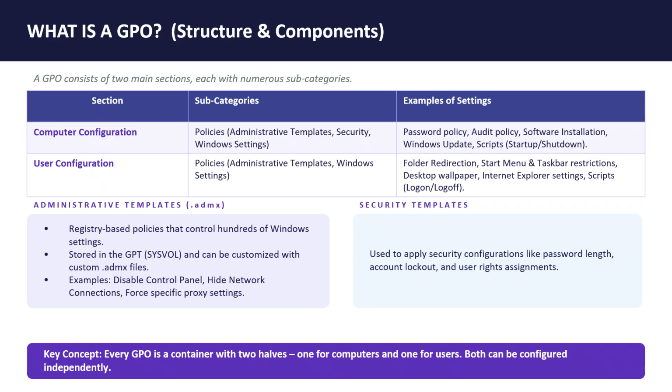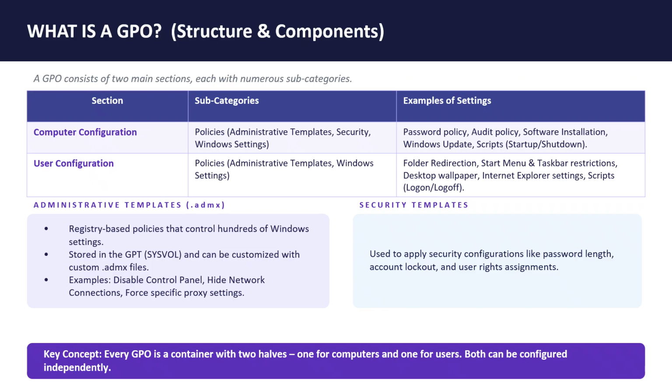The user configuration section contains policies that apply to users. This includes administrative templates for user interface restrictions like Start menu and taskbar lockdowns. It also includes folder redirection, which moves user folders like Documents and Desktop to network shares. Internet Explorer or Edge settings are configured here, along with logon and logoff scripts.